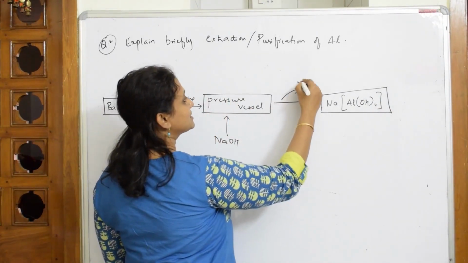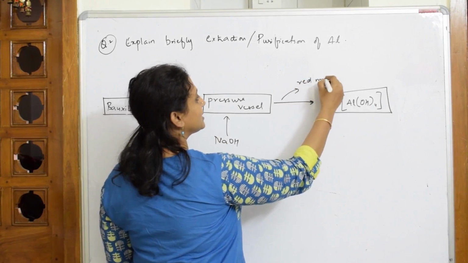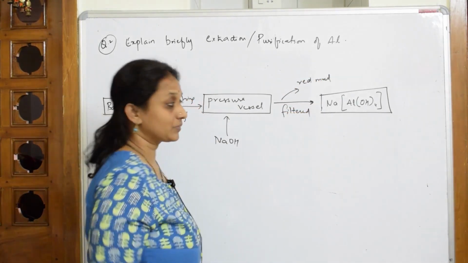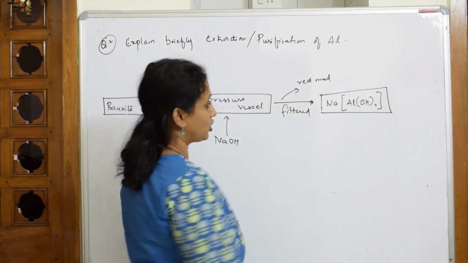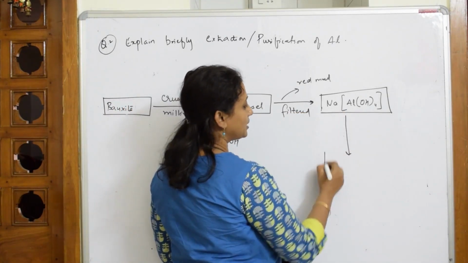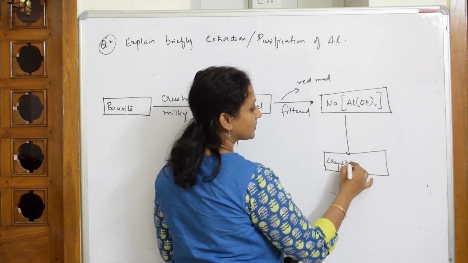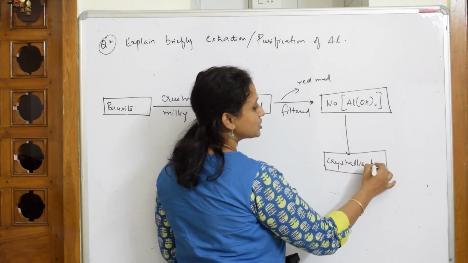Now during this process, what happens? Whatever red mud is there, that gets filtered off. So red mud gets filtered, and this particular step is done. Now they're going to take this complex and allow it to undergo a process called crystallization.